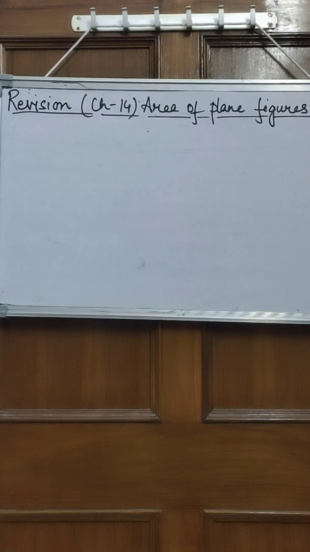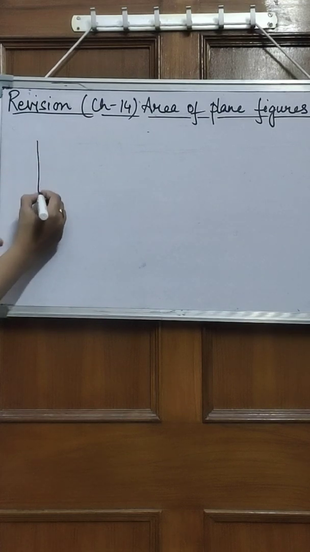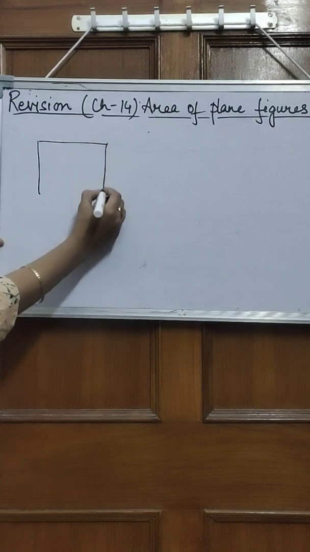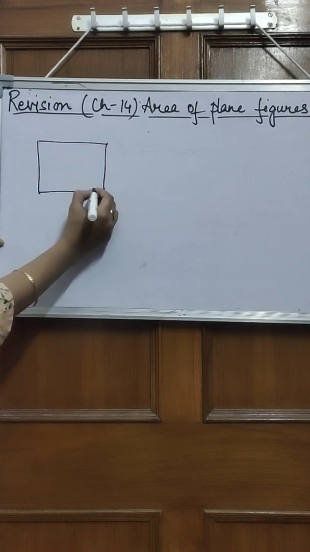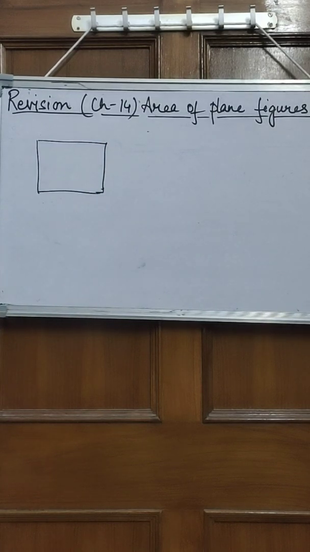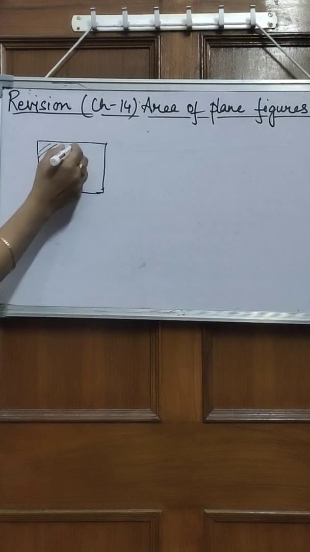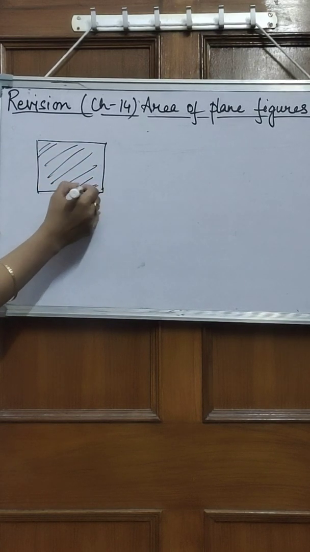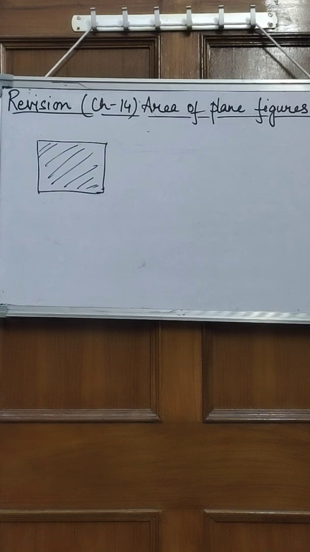Now this means what? That if I have any figure, suppose I have a square. So what is the area of this square? The region inside the boundary. So if this is the boundary, we have to take the entire region inside it. So this complete portion is the area of this square.